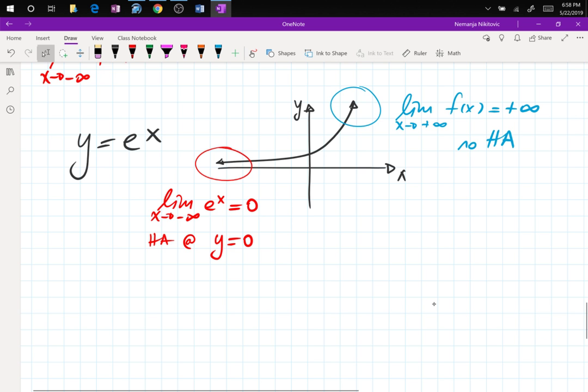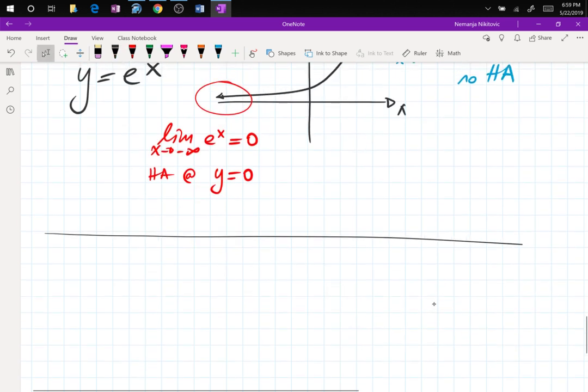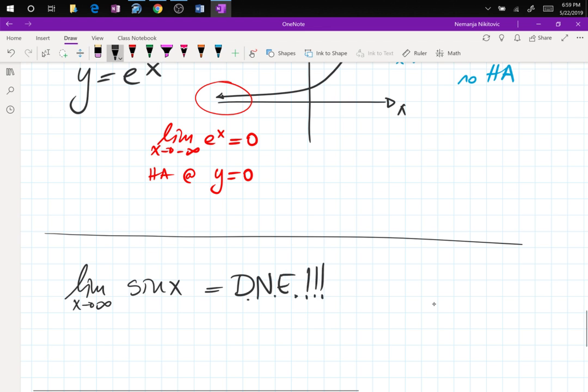But that's that. All right, so let's take a look at now. I did say earlier, I'm just going to put this over here as a warning. The limit as x goes to infinity of sine x does not exist. So be very careful about that.